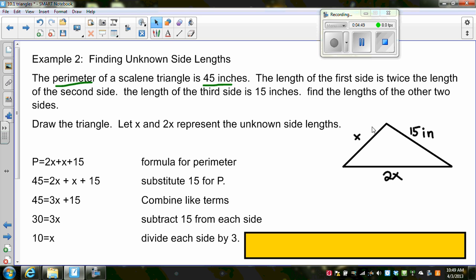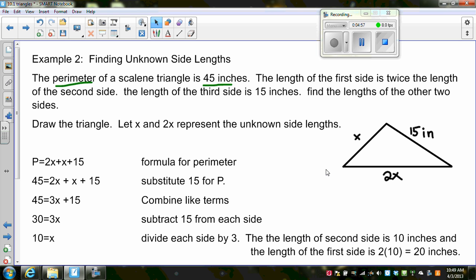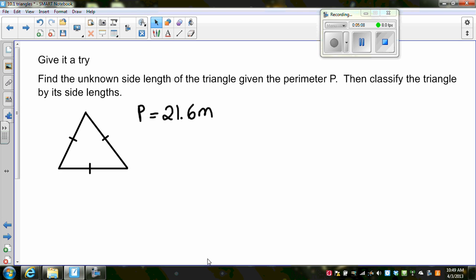Well, that tells us the length of one side, but they want to know the lengths of both. So just saying x equals 10 isn't enough. What you need to say is the length of the second side is 10 inches, but the length of the first side is 2 times 10 inches, or 20 inches. So now I want you to apply this and try your own problem. Now remember, these little dashes mean that these sides are all equal in distance. So use that to help you figure out what's the length of each of these sides if the perimeter equals 21.6 meters. Then tell me what type of triangle it is.